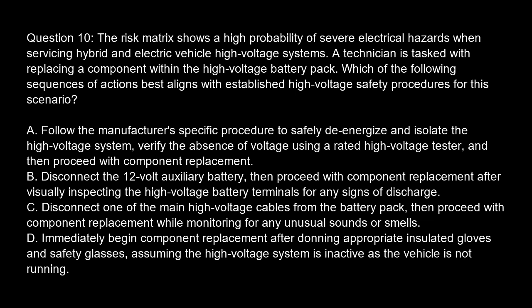Option B. Disconnect the 12-volt auxiliary battery, then proceed with component replacement after visually inspecting the high-voltage battery terminals for any signs of discharge. Option C. Disconnect one of the main high-voltage cables from the battery pack, then proceed with component replacement while monitoring for any unusual sounds or smells. Option D. Immediately begin component replacement after donning appropriate insulated gloves and safety glasses, assuming the high-voltage system is inactive as the vehicle is not running.